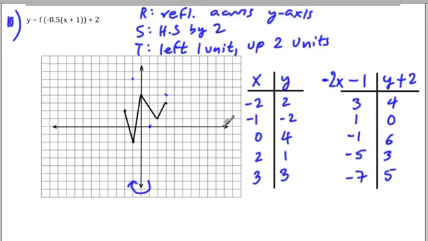Okay. Negative 5, 3. So 1, 2, 3, 4, 5. Negative 5, and then 1, 2, 3 is going to be right there. And finally, negative 7, 5. So negative 7, and then 3, 4, 5 is right there. Okay, so now all we have to do is just connect the dots.